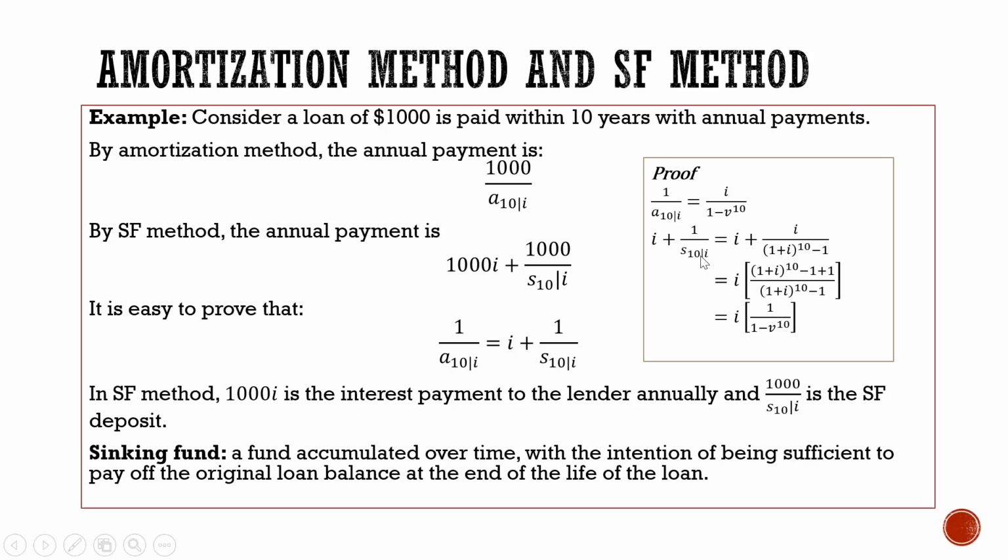So under the same i, the annual payment in the amortization method should be equal to the annual payment under the SF method. However, in practice, we usually see the interest rate i paid to the lender is different from the interest rate accumulated on the SF deposits. So if we have i and j, the annual payment under the SF method should not be equal to the amortization method annual payment.